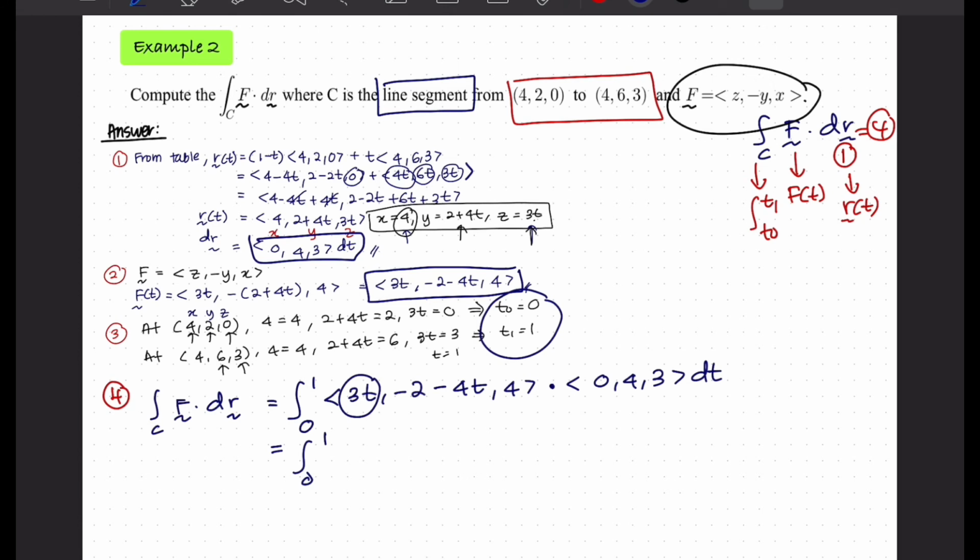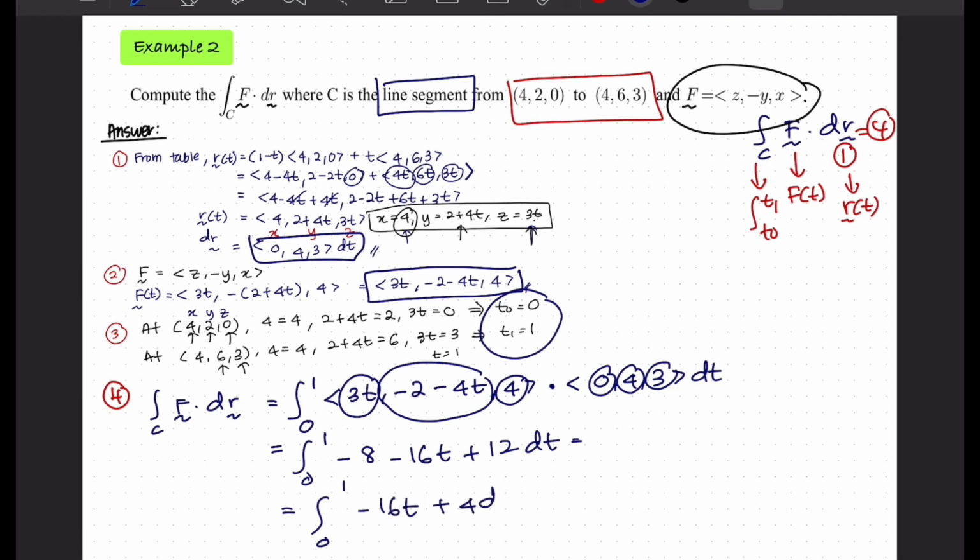You get 3t multiplied with 0, which is 0, plus 4 multiplied with this term, so we get negative 8 minus 16t, and then plus 4 multiplied with 3, which is 12. Then simplify and integrate. You will get the final answer, which is negative 4.